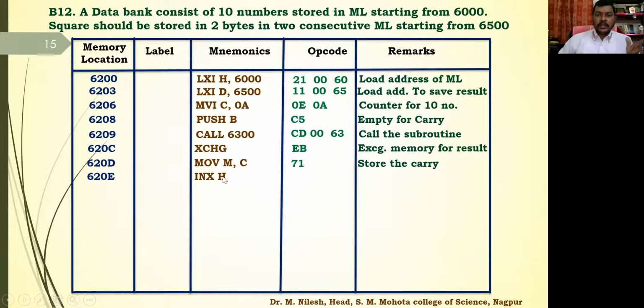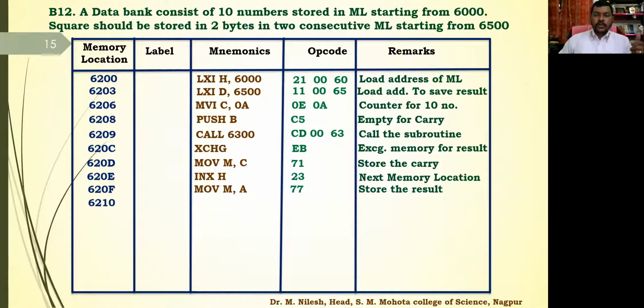Then the next memory location. Now we have to store the result that is stored in the accumulator. So we will move the contents of the accumulator to memory. Now it is loaded in 6501, so the result is stored in 6501. Next, we'll again increment it for the next one.